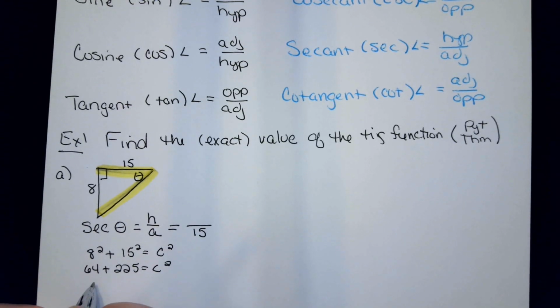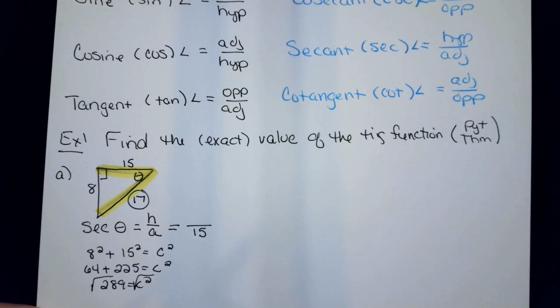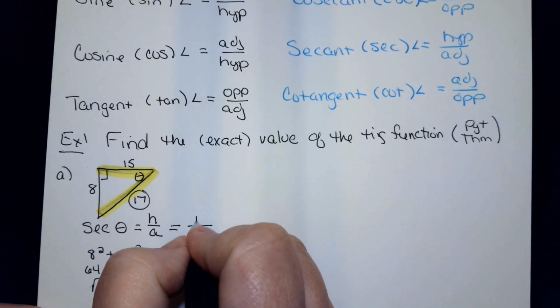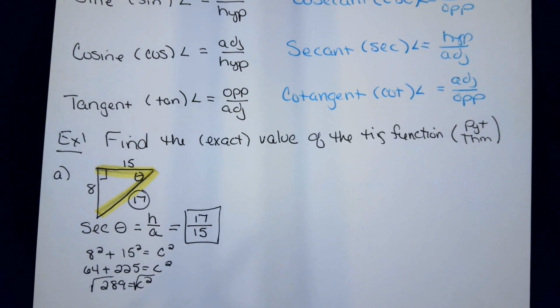Let's see, let's add these together. That's going to give us 289 equals c squared. So taking the square root of each side, the square root of 289 is 17. So our missing hypotenuse is 17. So right here in place of h, we're going to put 17. Now notice I didn't use any trig in the calculator. They're not asking you to find the angle, they just want you to find the ratio of the sides.